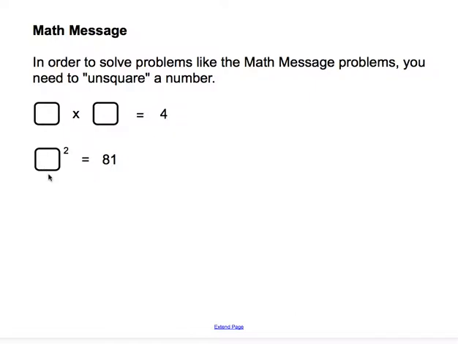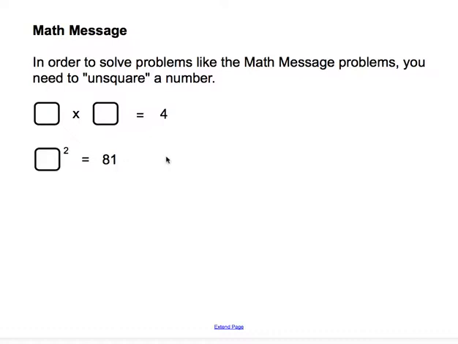Take a look at your second problem, by the way. Did you get 2 times 2? Good work. In the second problem, we have a number squared, or to the second power, that equals 81. In order to solve this problem, we need to unsquare the number 81. We need to think what number times itself equals 81. If you found the number 9, you're absolutely right.